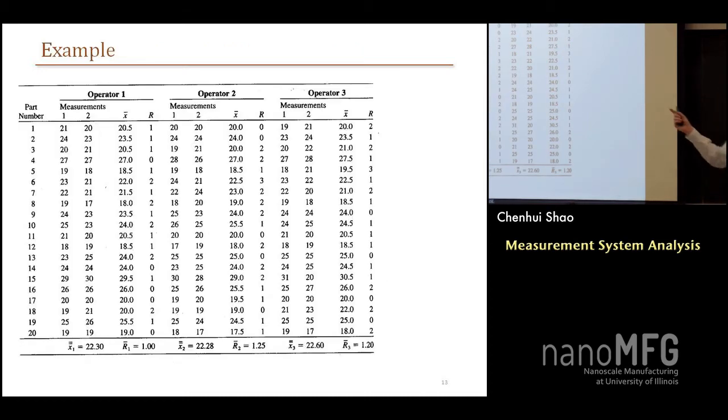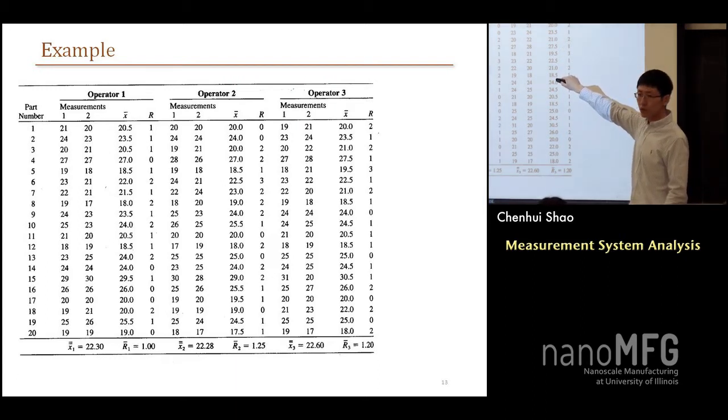So we collect data and store the data in this table. Still, each row is for one part, but we have multiple column blocks. The first block is operator 1, the second block operator 2, and the third block operator 3. Each of them consists of two measurements, 1 and 2, and here and here. And for each of them, we can calculate one X bar and one R. You can consider this as one sample, second sample, and third sample.